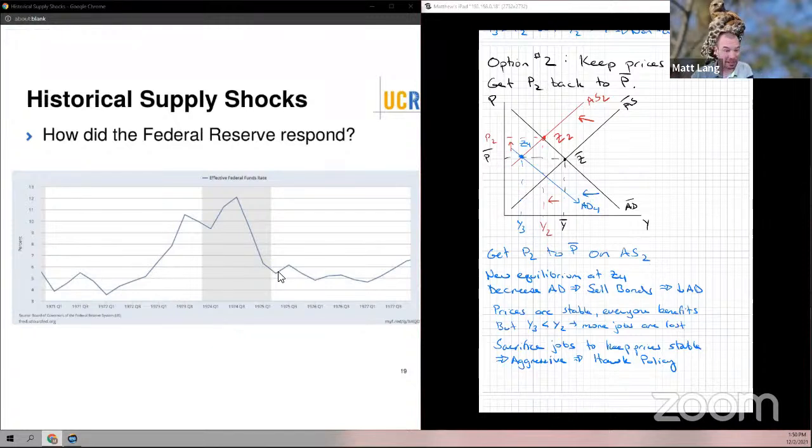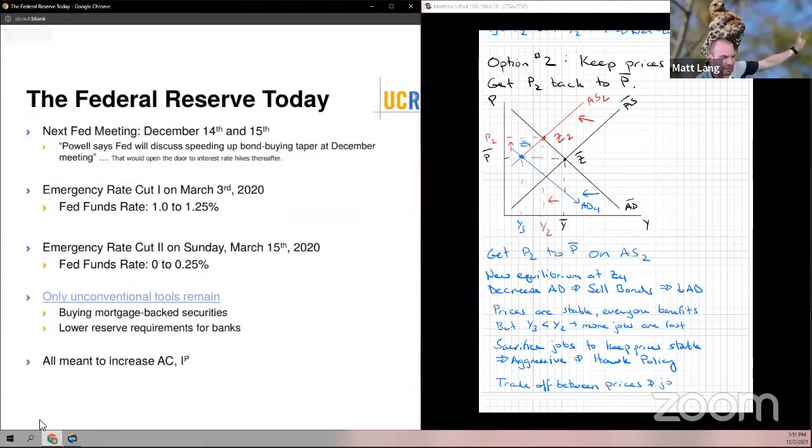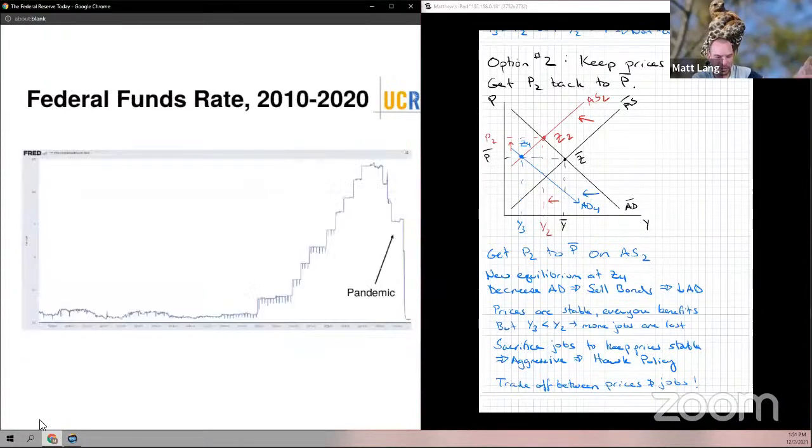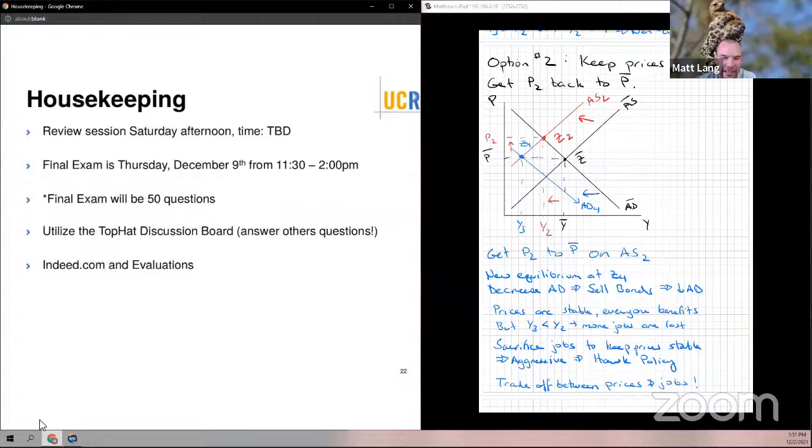So what we can see here is that aggregate supply shocks are not as easy as demand shocks. We have these hawk and dove policies that essentially say that there is a trade-off between prices and jobs. And I've got a couple other things in here that talk about the Fed and what they're doing today, and you guys can look at all that stuff. They're meeting on December 14th and 15th next week. You can see their response to the pandemic. That was an aggregate demand shock, a huge crash in the federal funds rate. We see it right here.